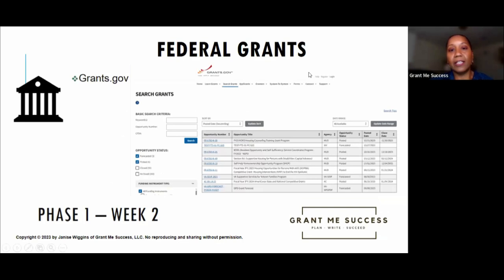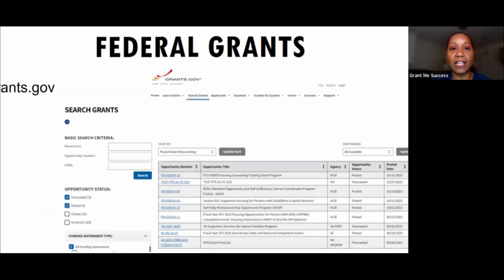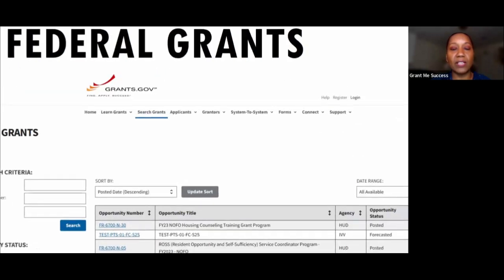Okay. This is just a screenshot here of what the grants.gov website looks like. I'm going to try to zoom in so you guys can see it. You see here on the grants.gov website over here to the upper right-hand corner, there is a register and log in. So this is a site that if you want to apply for a federal grant opportunity, you need to be registered with this site.